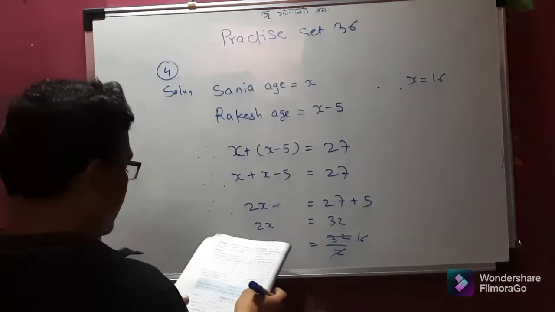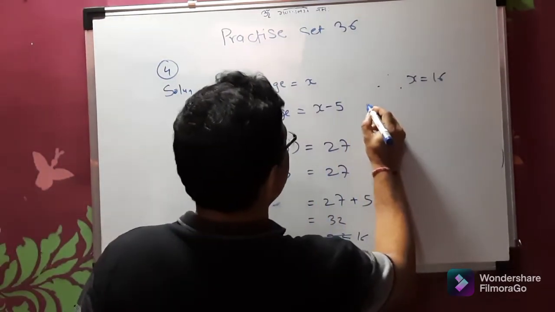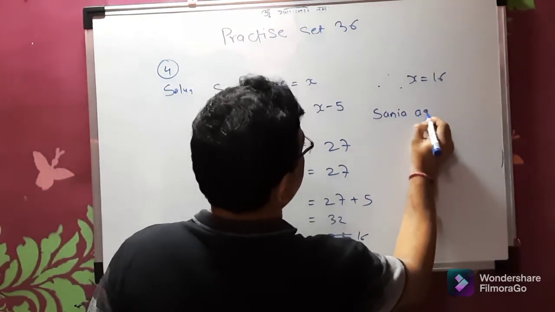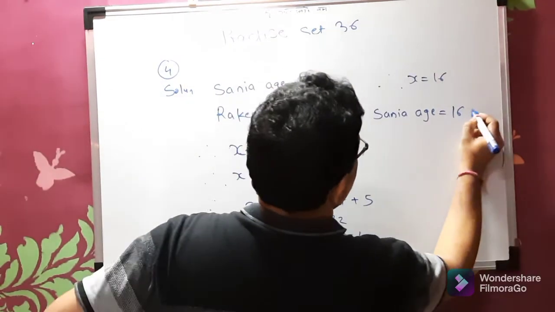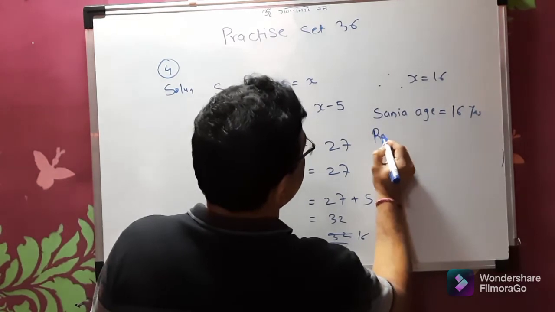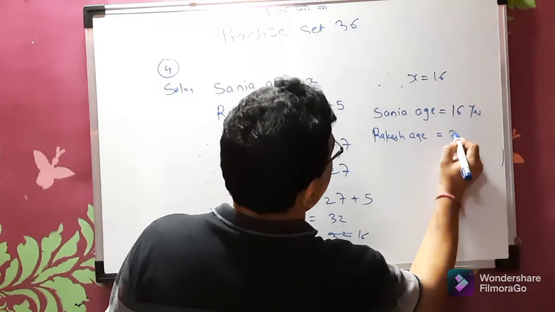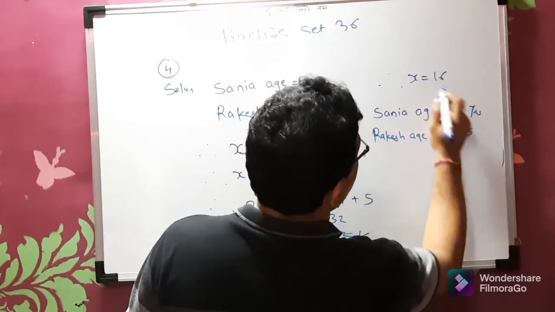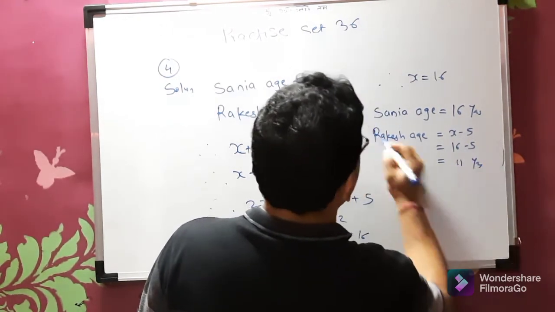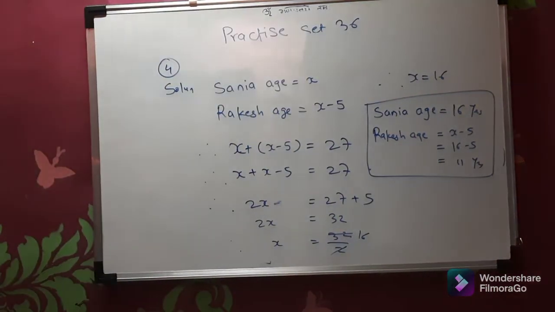Sania's age is 16. How old are they? So what will be the answer? Sania's age is 16 years. What is Rakesh's age? Rakesh's age is equal to x minus 5. That is, x is nothing but 16, so 16 minus 5 is equal to 11 years. We can put this answer in brackets. So this is the answer.